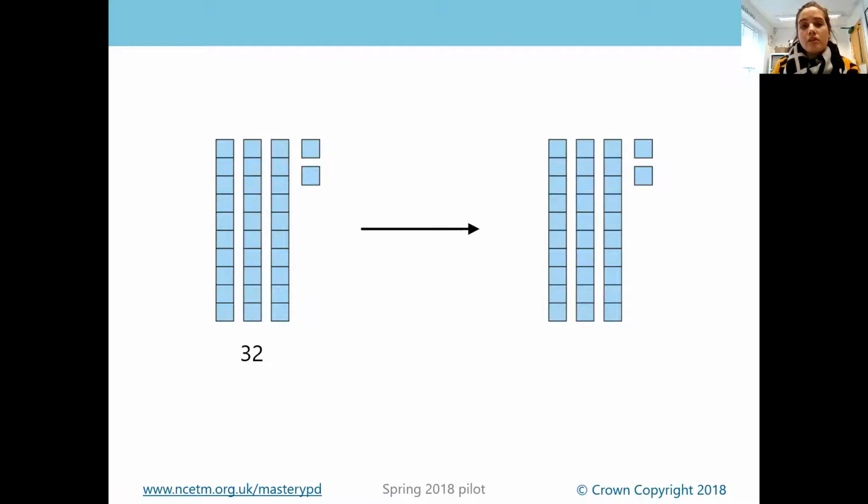And again, if you want to use the MathSpot tool to be able to use Dienes, this is a really good tool. 10 more than 32 is 42. What do we notice about the numbers? If we look at the digits, what do we notice? Pause the video now and have this discussion. Excellent. The ones digit, which is here and here, is staying the same. But the tens digit has changed. We've added on one more group of 10.